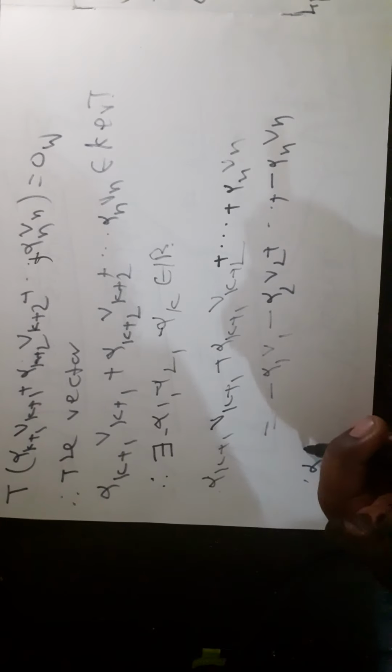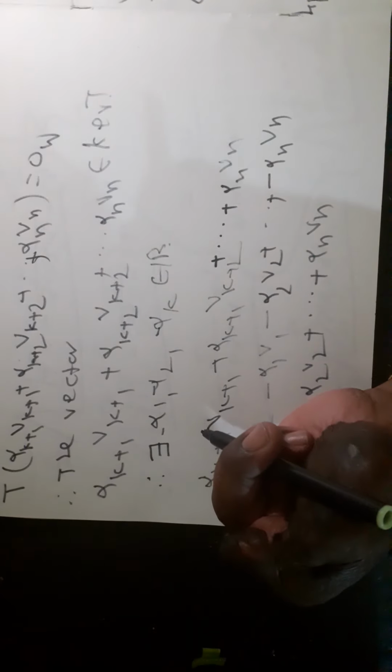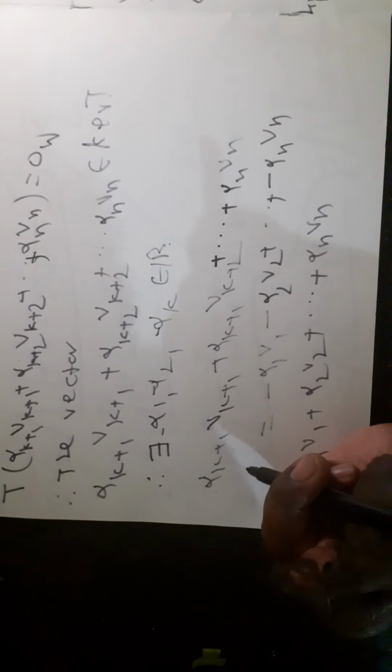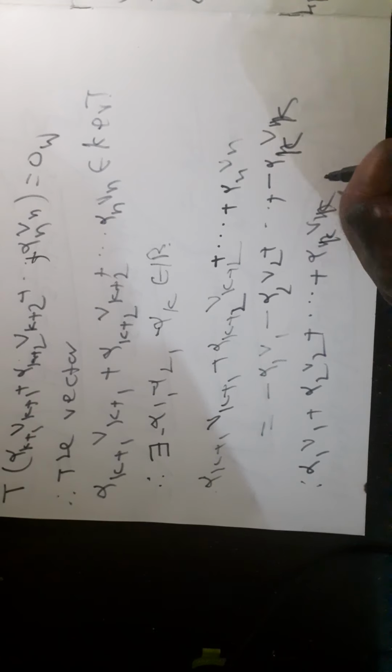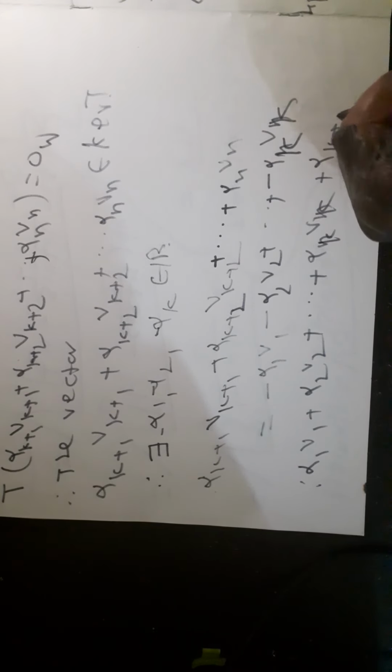Therefore, there exist alpha_1, alpha_2, ..., alpha_k belonging to R so that alpha_{k+1} v_{k+1} plus alpha_{k+2} v_{k+2} plus ... plus alpha_n v_n is equal to minus alpha_1 v_1 minus alpha_2 v_2 minus ... minus alpha_k v_k. Therefore alpha_1 v_1 plus alpha_2 v_2 plus ... plus alpha_k v_k plus alpha_{k+1} v_{k+1} plus ... plus alpha_n v_n.